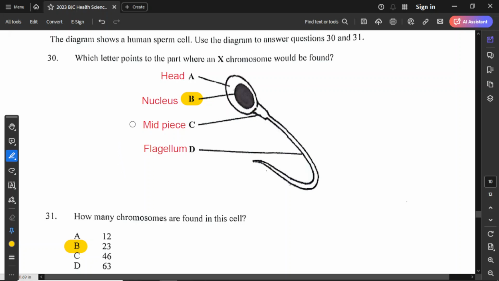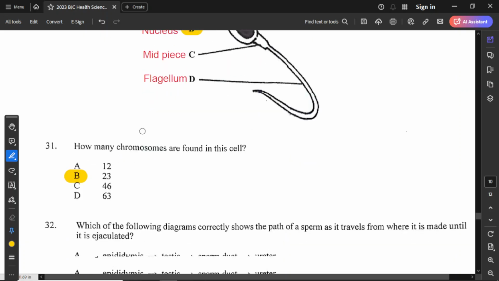So for human beings, we have 46. So half of 46 will be 23. Okay, so we have 23 chromosomes in sperm cells and also 23 chromosomes in egg cells.